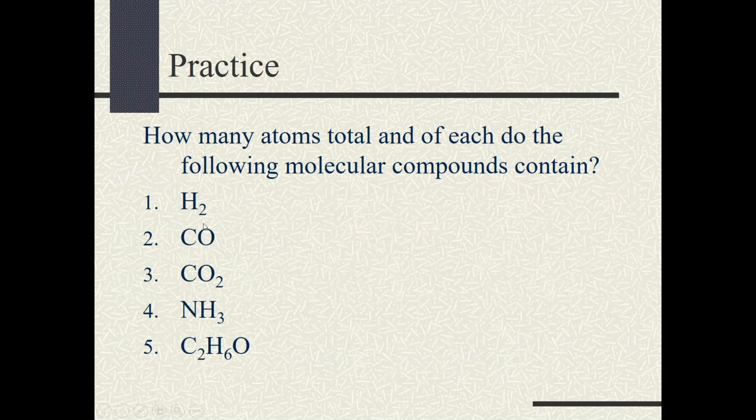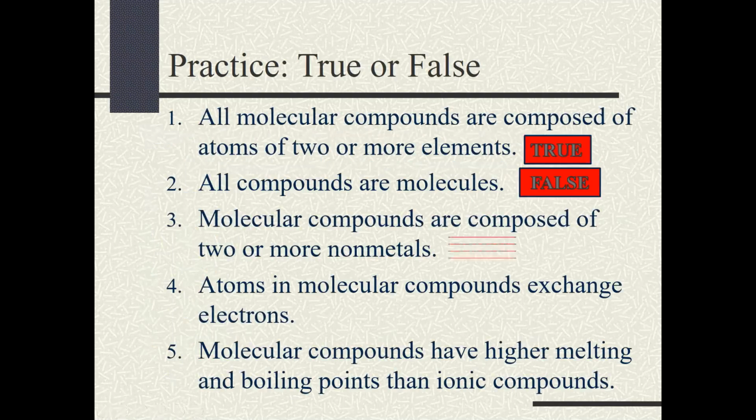Here I have 1 carbon and 1 oxygen. So there's 2 atoms in number 2 as well. Here I've got 1 carbon and 2 oxygens. That's a total of 3. Here I have 1 nitrogen and 3 hydrogens. That's a total of 4 atoms. And here I have 2 carbons, 6 hydrogens, and 1 oxygen for a total of 9 atoms. So again, these are multipliers, but just to their element. Okay. We're going to skip over this for the sake of time.